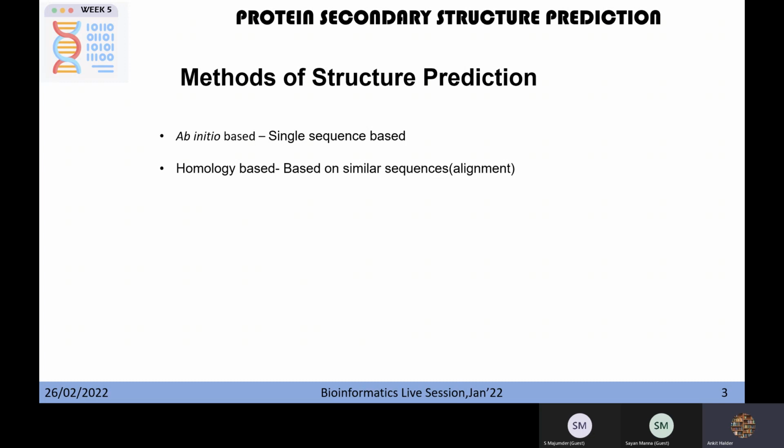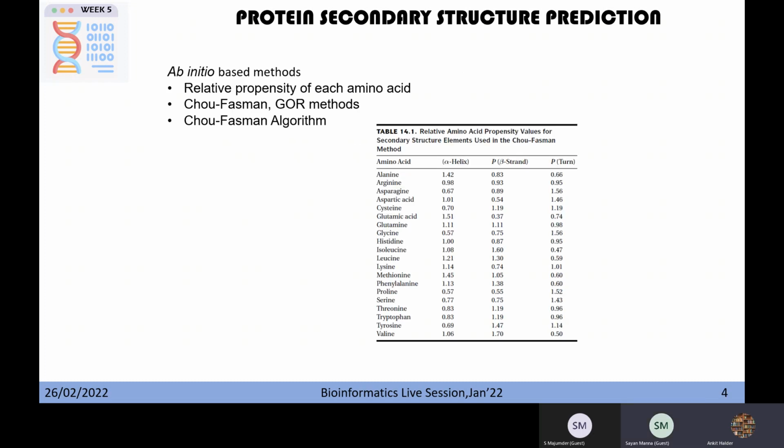Homology based means we will first try to align different sequences, try to find the evolutionary commonalities, and then we'll try to predict. So secondary structure prediction tools are also based on these two categories, ab initio based or homology based. Now, what are the tools and how do the algorithms work?